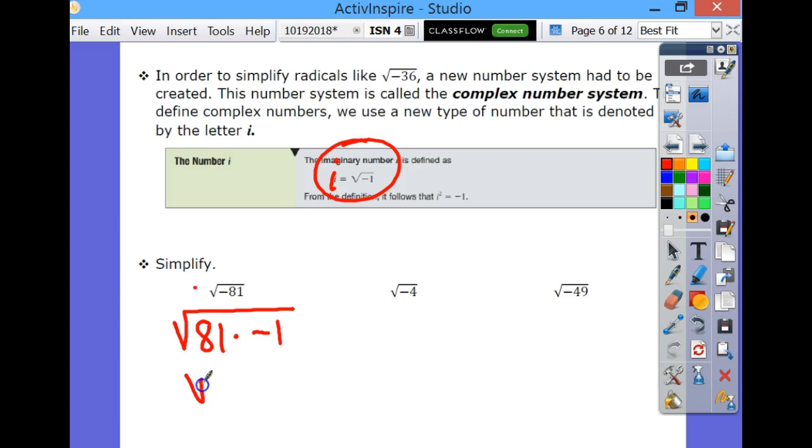And the properties of square roots say that I can divide that into two separate square roots. And what is the square root of 81? And by definition, up there at the top of your page, what's this equal to? Now, we can solve that kind of problem because we have this special number.